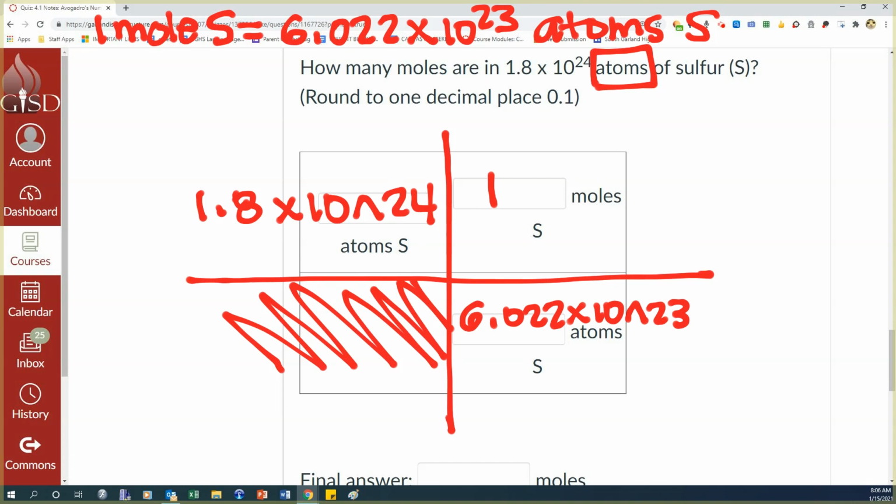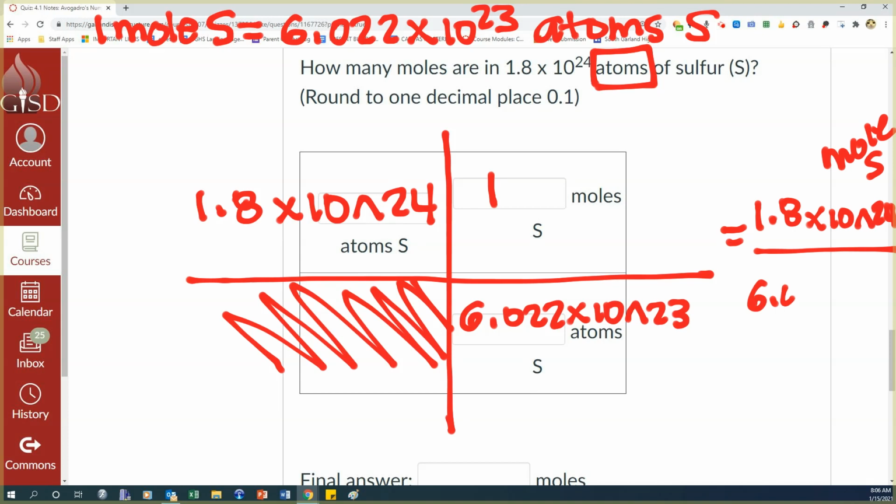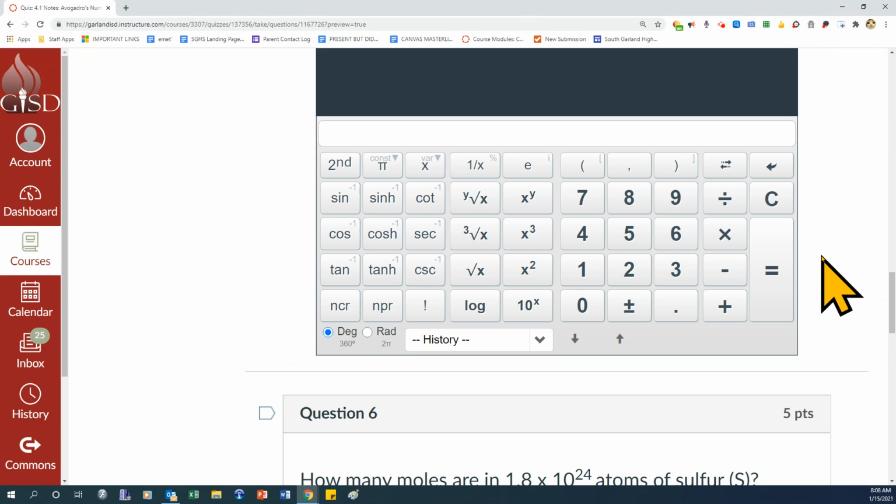All right, okay. Let's multiply everything at the top. If you multiply everything at the top, you get 1.8 times 10 to the 24th power. And the unit for the top is moles S, because we don't have space. And the bottom is 6.022 times 10 to the 23rd power. Okay. Let's put that in the calculator. Come back to it in a second.